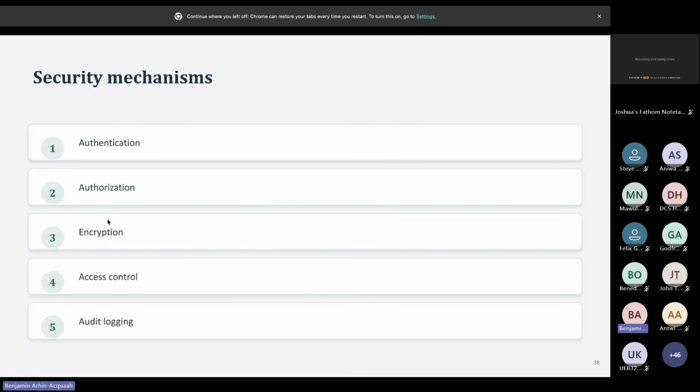So taking authentication, who can help us with what that means for an application? Authentication.